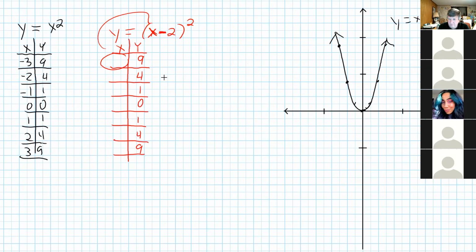Look, let me help you. -3 would also work, wouldn't it? Yes. -3 squared. Okay. What I'm trying to get at is here, once we put in x, we're going to subtract 2 and then square it. So I need my x's to be 2 larger than those.